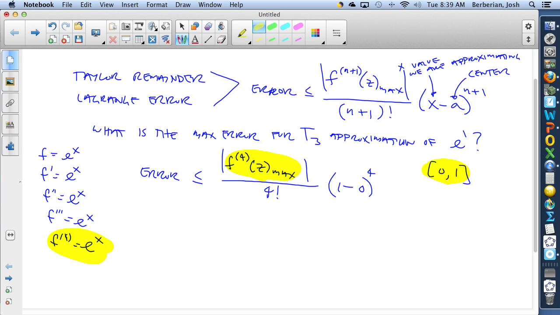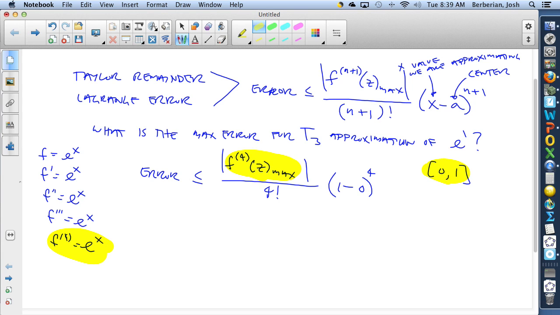And actually, it makes sense. It takes on the largest value when x is furthest away from the center. Very, very often, for the n plus 1th derivative, the maximum value is going to occur farthest away from the center. Not always, but very often.